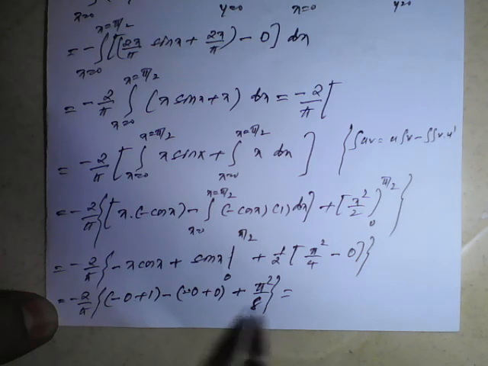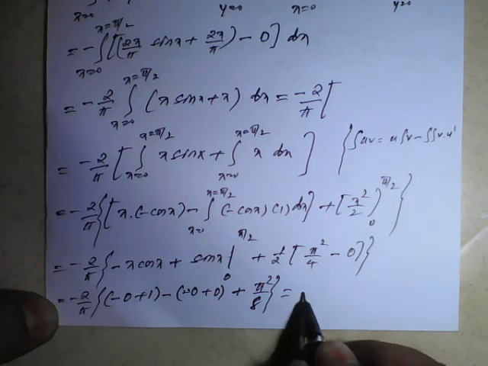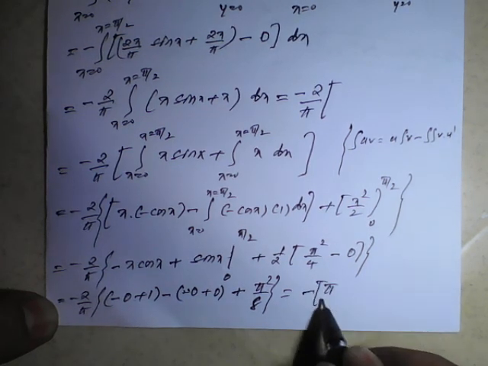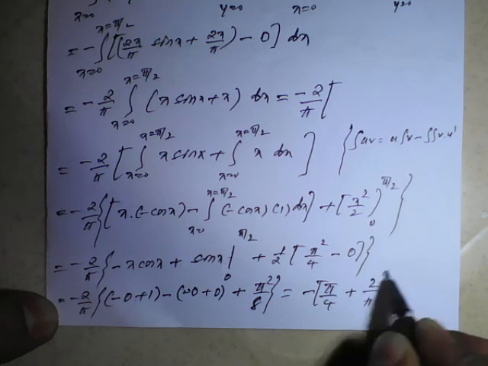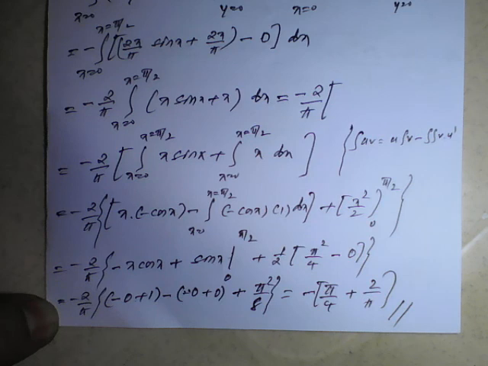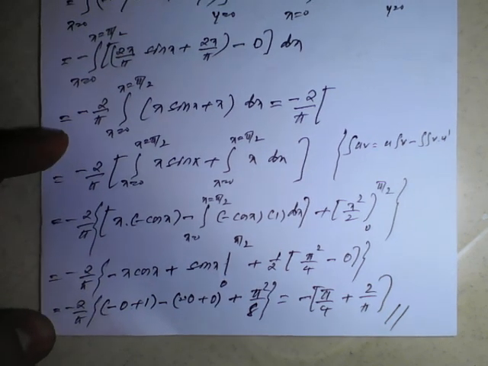So on simplification, we'll get this one as minus pi minus the bracket of pi by 4 plus 2 upon pi. So in this way we need to see the Green's theorem here.